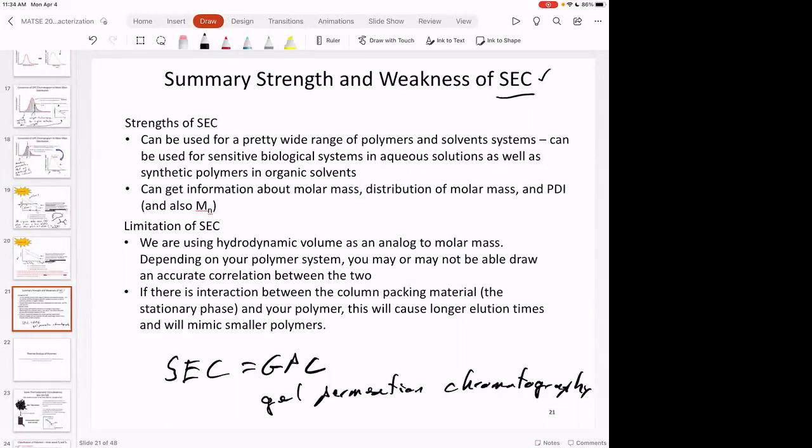So we can use SEC because it's used for a wide range of polymers as long as they're soluble. If you have a polymer that's insoluble, don't put it in the chromatography column because it'll just sit in there forever and you won't get anything. We can even do aqueous size exclusion chromatography for water-soluble polymers. And what's so powerful about this is we can get the distribution of molar mass and the dispersity. Let's not put PDI there, let's put dispersity.